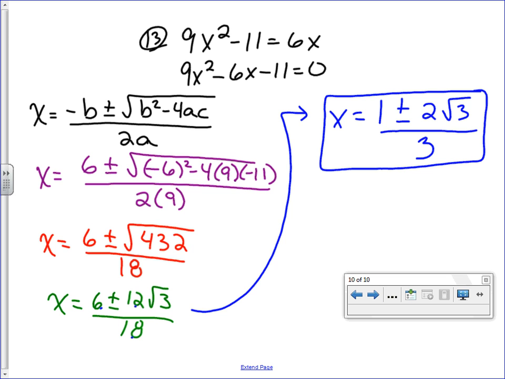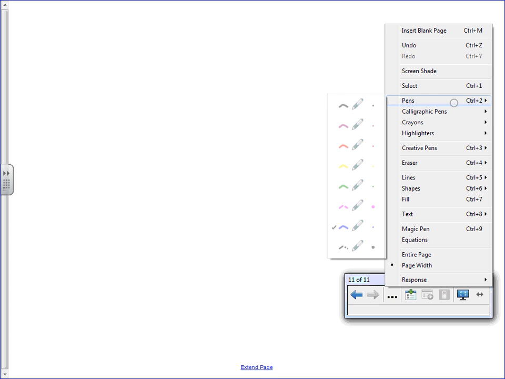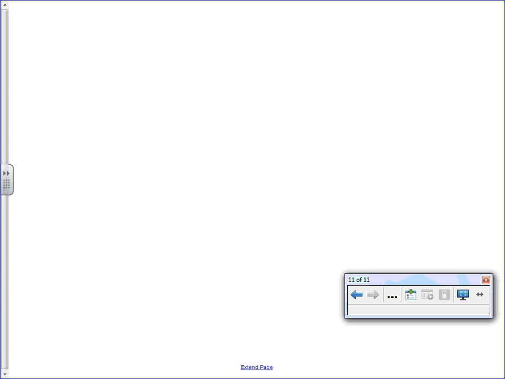So again, number 14 and number 16 will work out just like this one here. All right, we've got one more example that we're going to look at. And that's going to be number, let's see, where is it at? Number 9. So I'm going to go back to number 9, and that'll be the last one that we look at together.